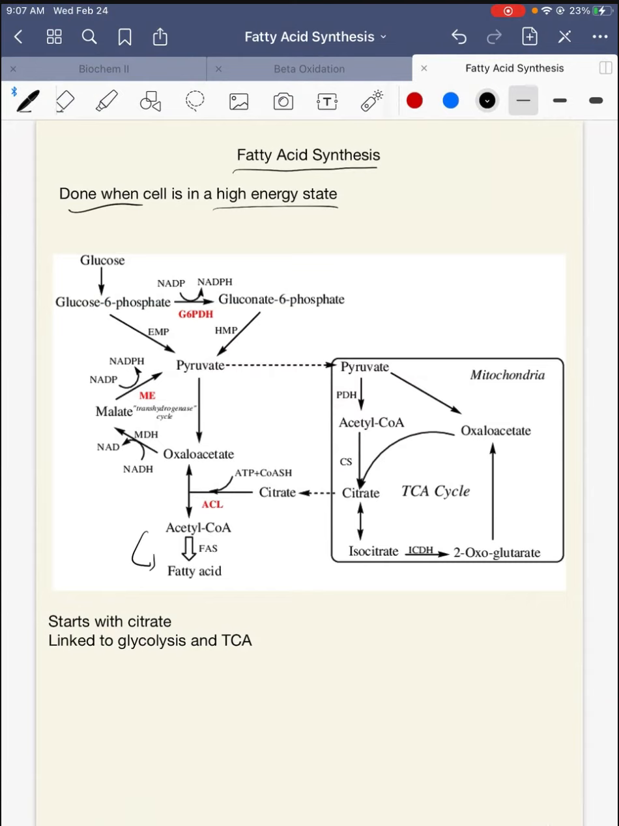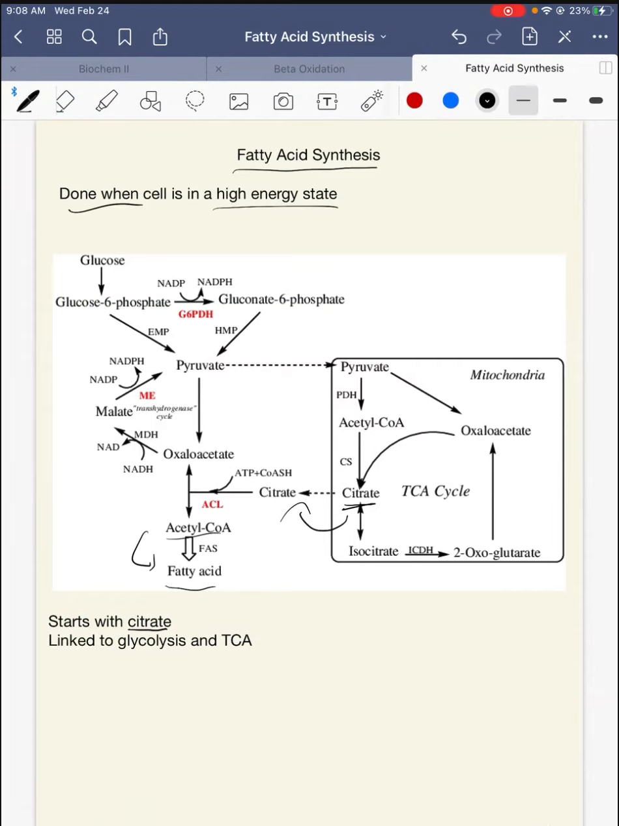Okay, so it starts with citrate, and it happens in the cytoplasm. So we'll see here citrate made in TCA inside the mitochondria. It's exported out into the cytosol, and then we have a few reactions. We get acetyl-CoA in the cytosol, and then we make fatty acid. So this is linked to both the TCA cycle and glycolysis.